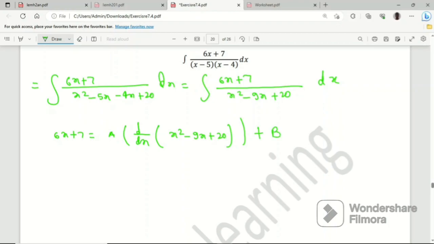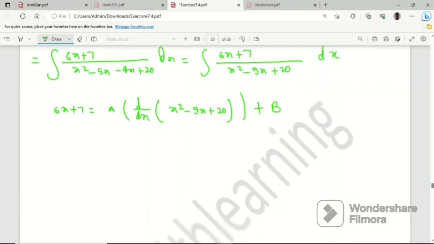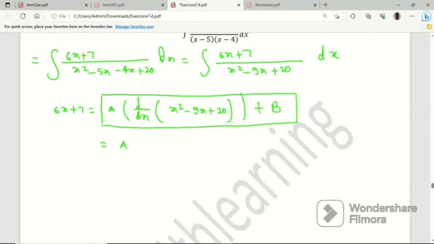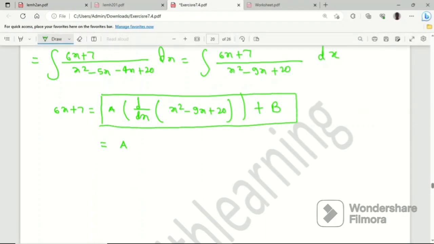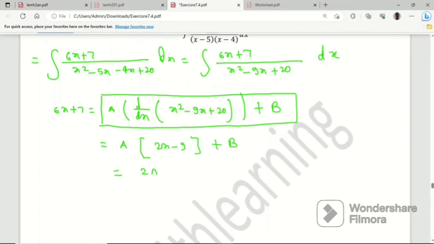Just here I will find the value of a and b, then I will leave it on you to solve. So what I can do, I will write a into, just you have to substitute 6x plus 7 by this expression, nothing extra. But we need the value of a and b. So I'll write here a into 2x minus 9 plus b. So I'll get here 2ax minus 9a plus b.